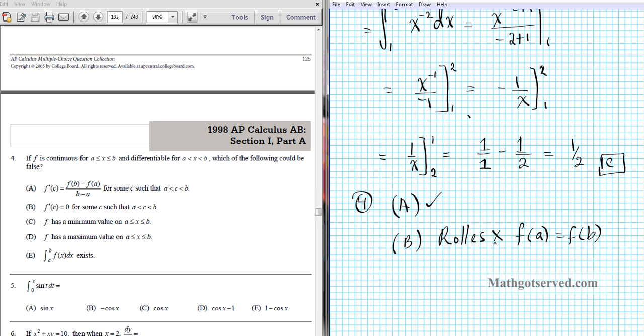Okay, so Rolle's theorem is a special case, it's not always the case. But if a function is continuous on a closed interval and differentiable on the open interval, then the mean value theorem always applies. Alright? So the answer is going to be option letter B. Alright, now let's move on to question number 5.